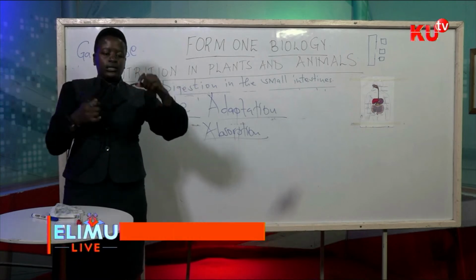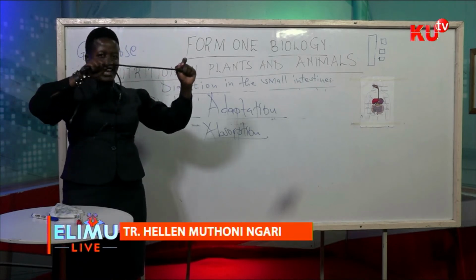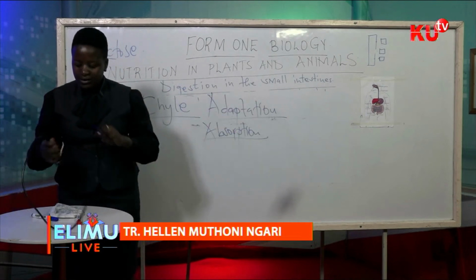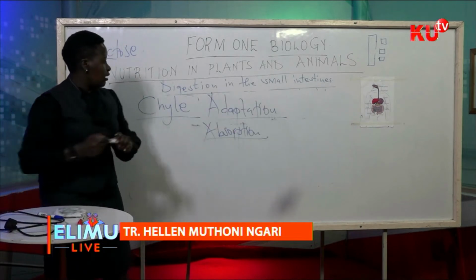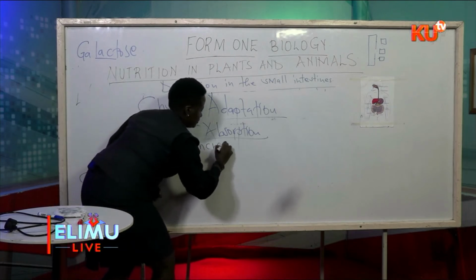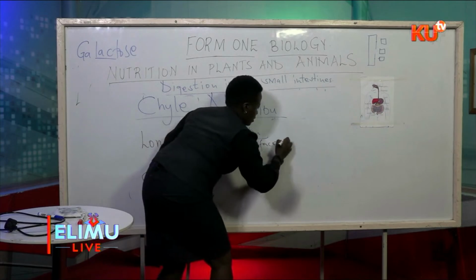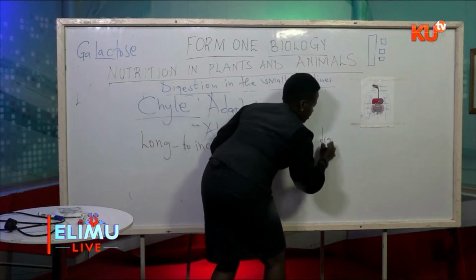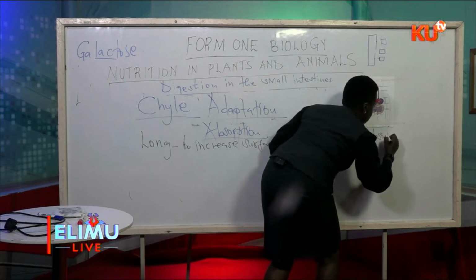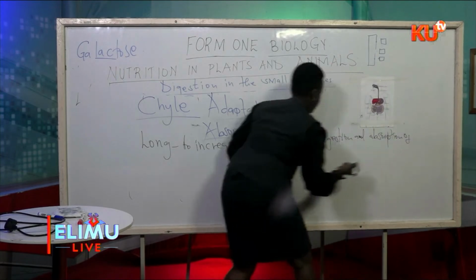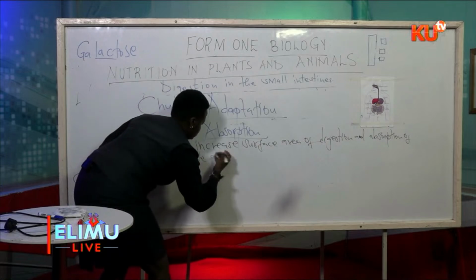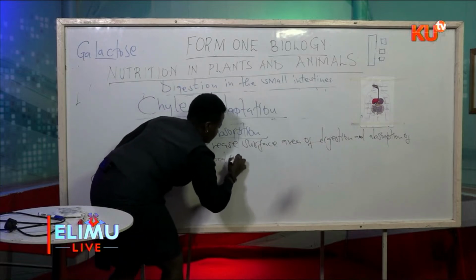Now, if this cord is short, the surface area is less. But if it's long, the surface area is more. So the reason why they are long is to increase surface area of digestion and absorption of digested food or soluble food substances.